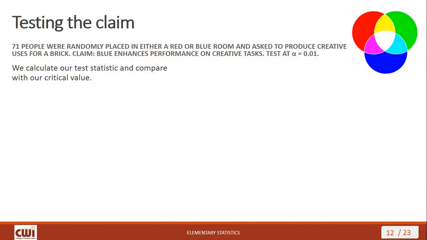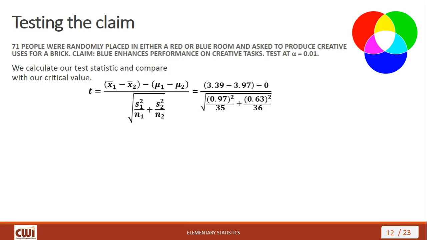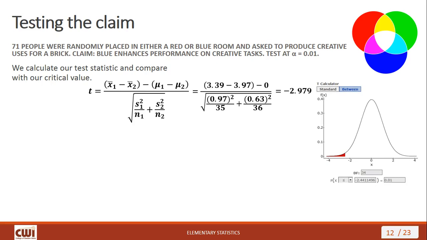Now we're ready to test our claim. So we can calculate our test statistic and compare it with our critical value. The test statistic is calculated with this monstrosity here. So we plug in what we know, punch this out on our calculator, and out comes negative 2.979. We can get the critical value by using either a t-table or the t-calculator inside StatCrunch. So here we have put in our significance level alpha, which is 1%, and that area is going to be bounded by the critical value, which in this case is negative 2.44. So now we compare our test statistic with our critical value, and we see that negative 2.979 puts us over here inside the rejection region. Therefore, we reject H0.